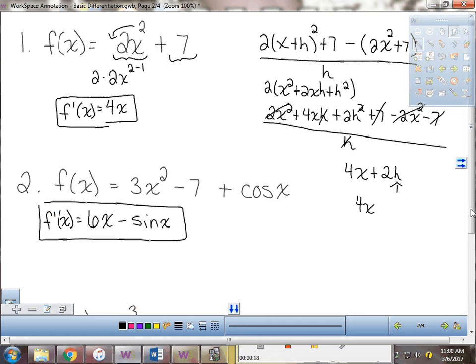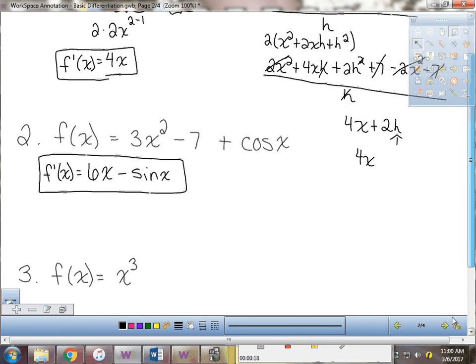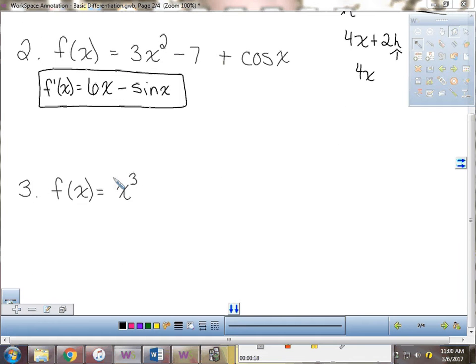So number 3, I pull this down to the front. This would be 3 times 1, which is 3. X to the, decrease this by 1, so this would be to the second. So f prime of x is equal to 3x squared.